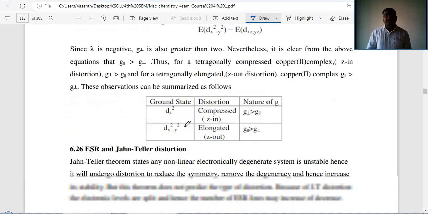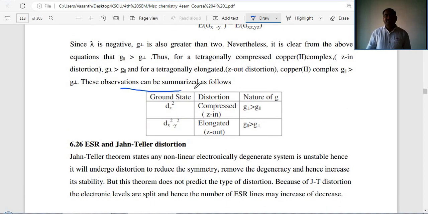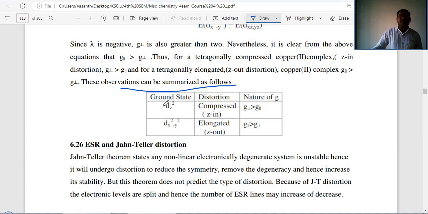These mathematical expressions and observations can be summarized as follows. In d z squared, that is compressed z, g perpendicular is greater than g parallel. In d x squared minus y squared, elongated z, here g parallel is greater than g perpendicular.